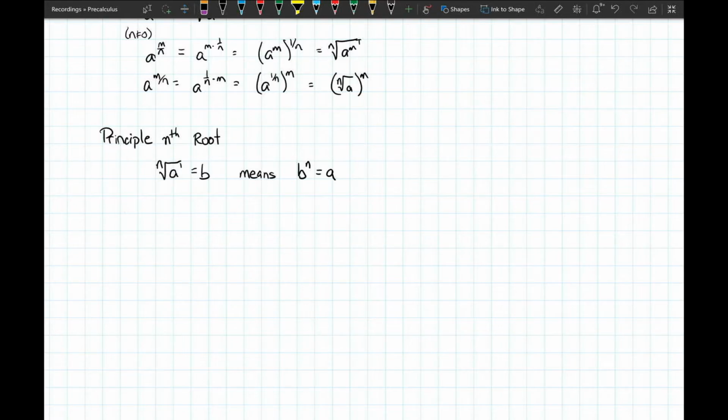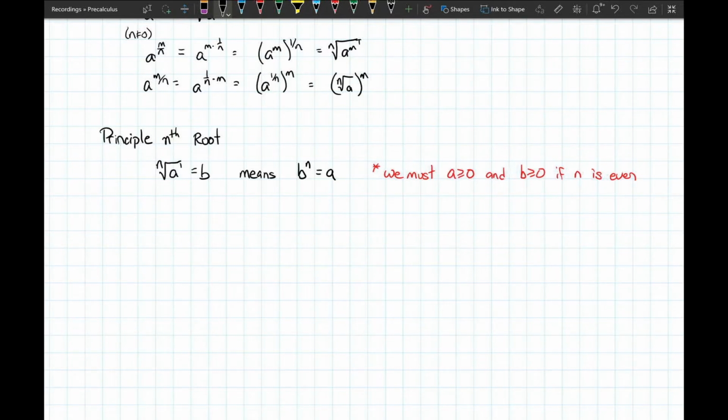Okay, so what is the principal nth root? Well, we say that the principal nth root of a is equal to b means that b to the power n must equal a. You can think about it like the square root of a is some number where if I take that number and I square it, I get a. Now, in the case of square roots or even powers, we do have one major restriction. We must have a greater than or equal to 0, and b greater than or equal to 0 if n is even.